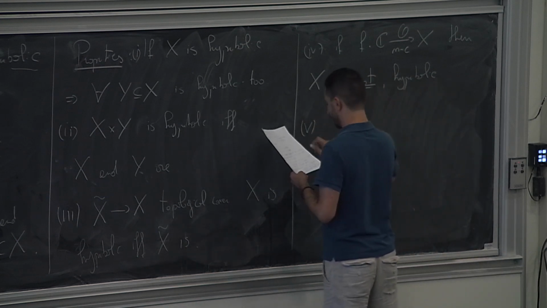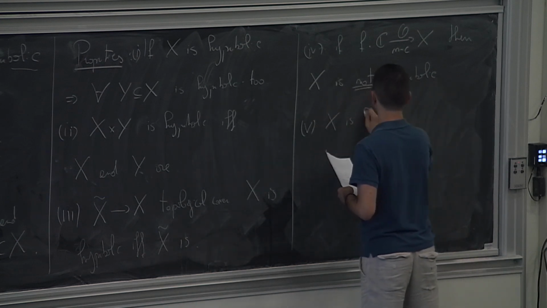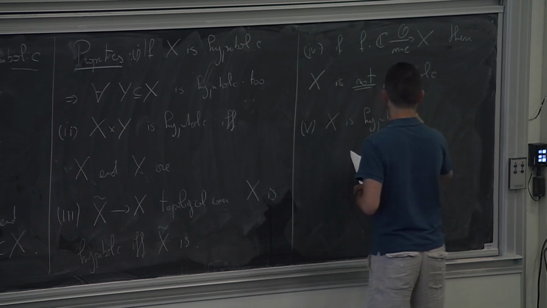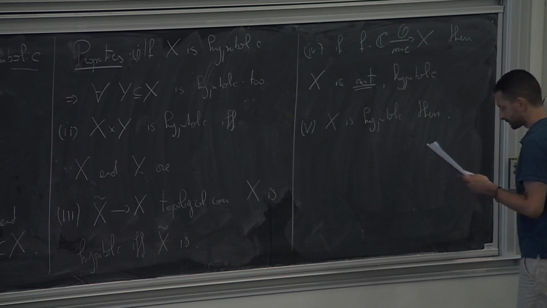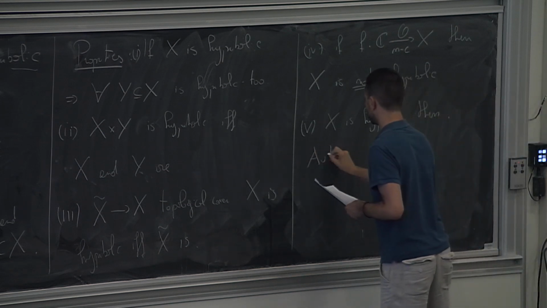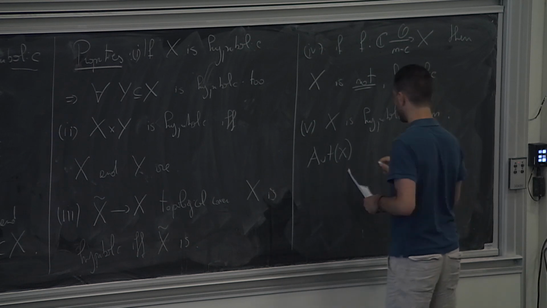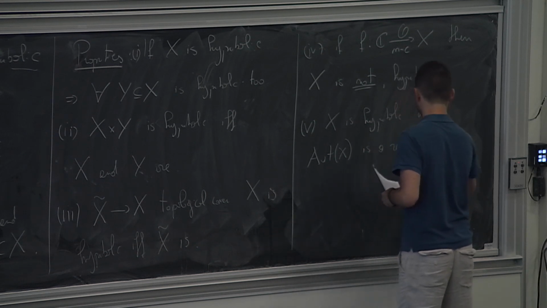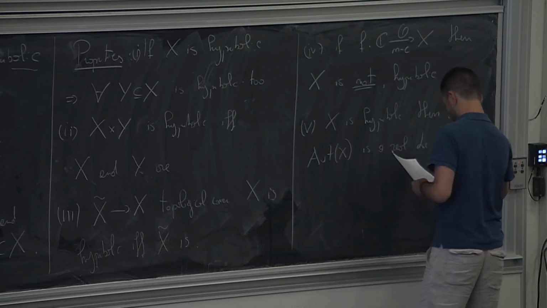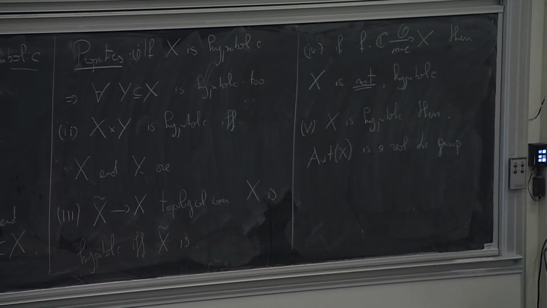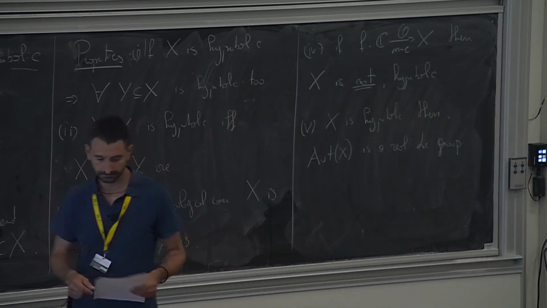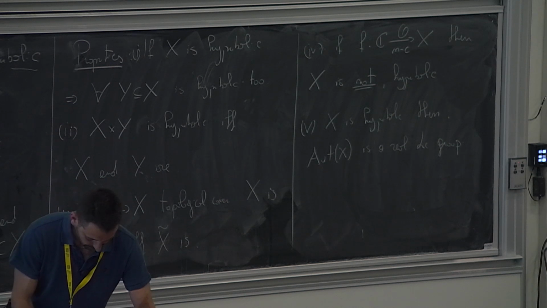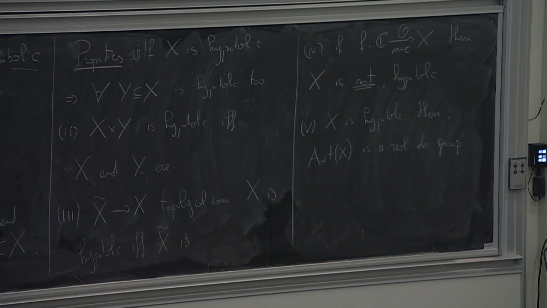And the last thing I wanted to say is that if X is hyperbolic, then the automorphism group of X is a real Lie group, whose Lie algebra is given by complete holomorphic vector fields. So I have other properties, and then I will be able to give examples.